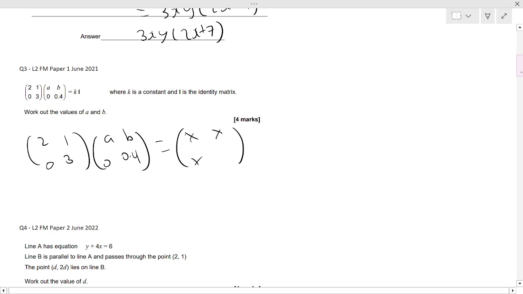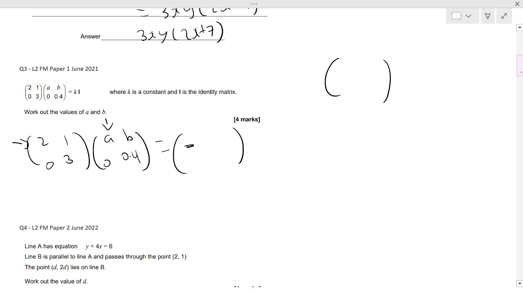Here, here, here, and here, right? Let's work that out then. So for the first one, because we're in row 1, column 1, we're going to multiply the first row of the first matrix by the first column of the second matrix. Remember, in general, a matrix's size is defined by how many rows there are and how many columns. So we do rows and columns in that order.